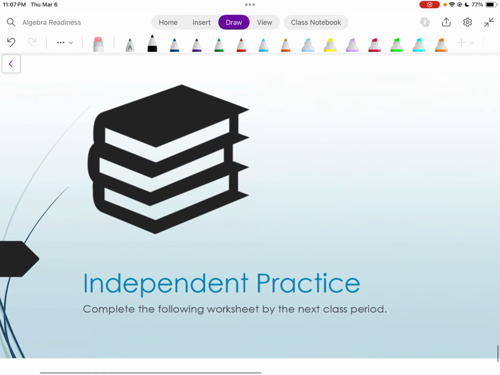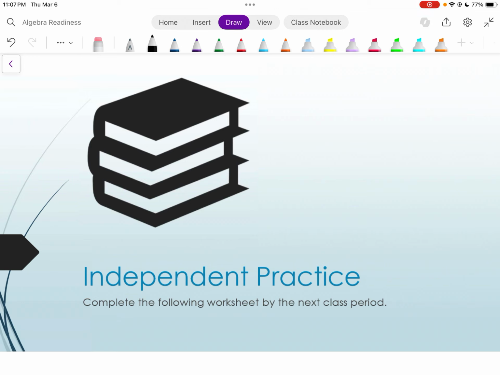All right, so now you are going to grab the independent practice day 2 worksheet. So if you have questions, make sure you are asking those, attempt all the problems, turn in your worksheet, and I will grade it and give it back to you to see if you need any feedback or any corrections before you move on to the next task.